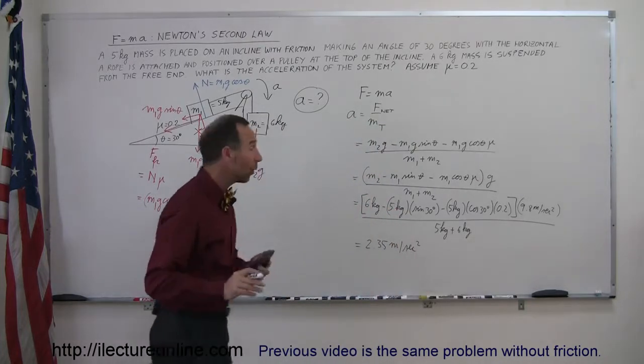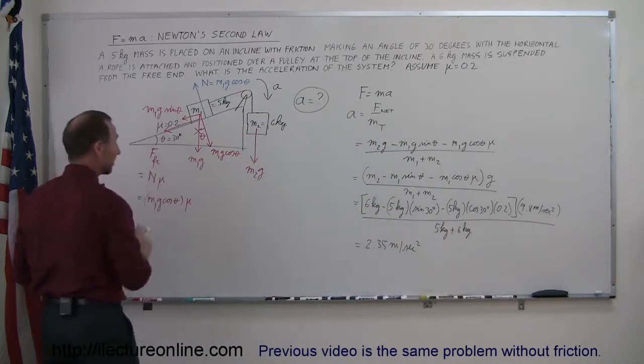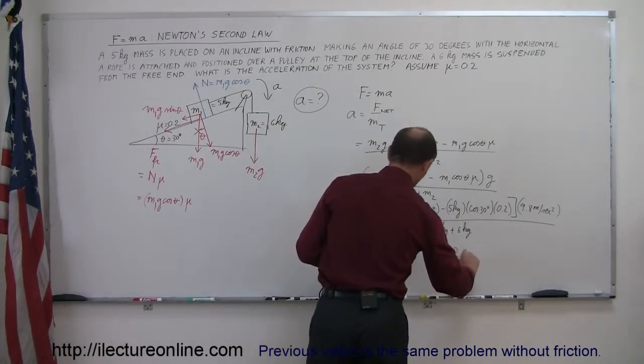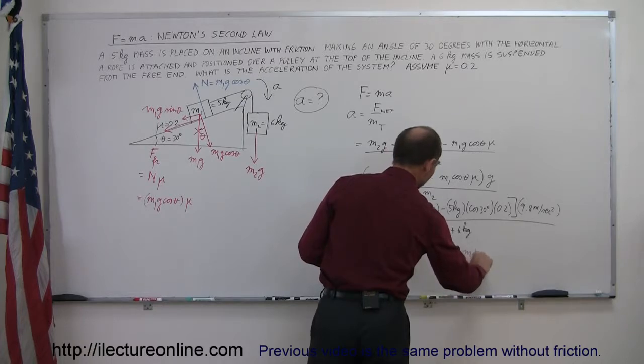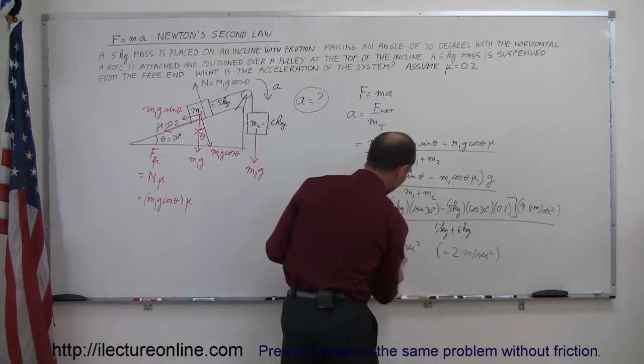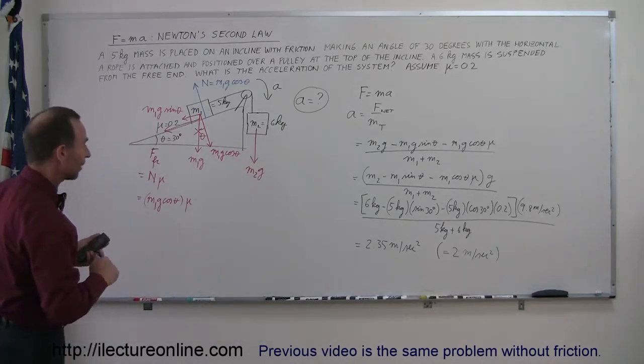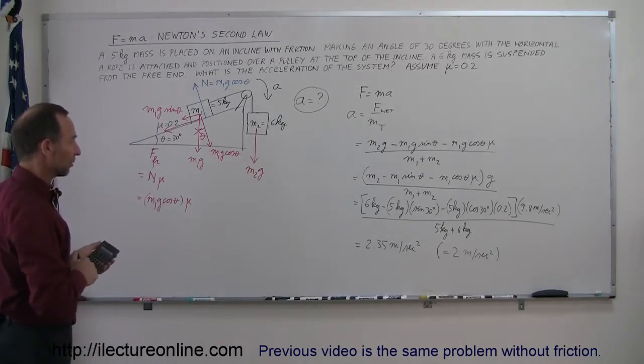All right, since we only had the numbers available to one significant figure, we should round this off to one significant figure, so we should say 2 meters per second squared, but at least you can see that that would be the correct answer if you were given the values of the masses to a greater number of significant figures.